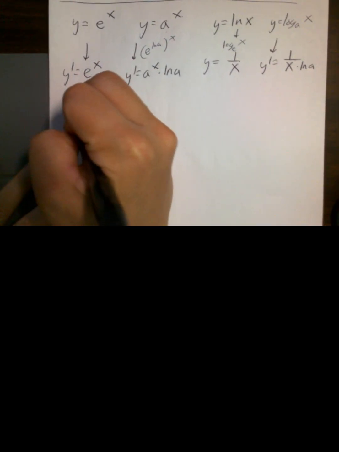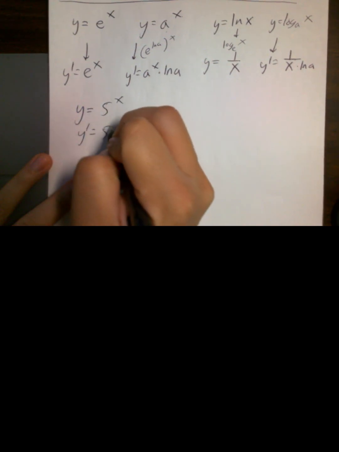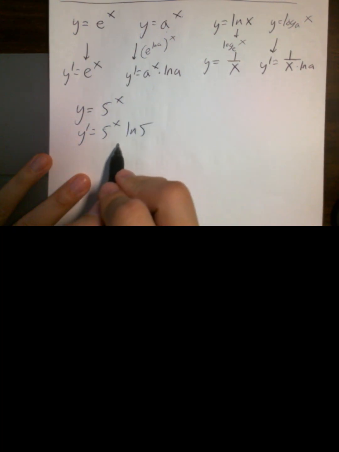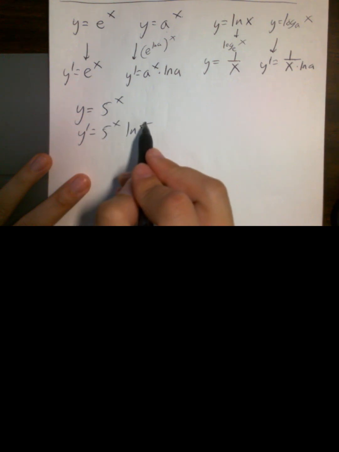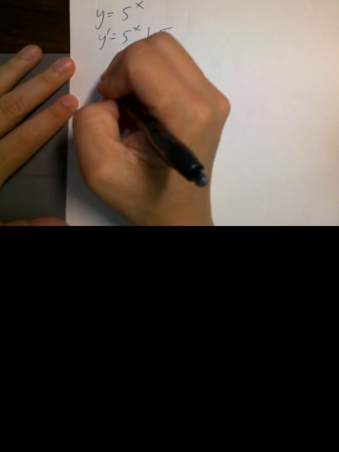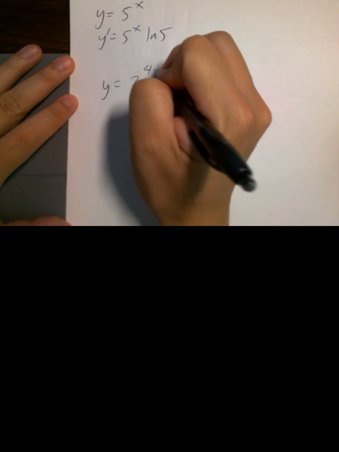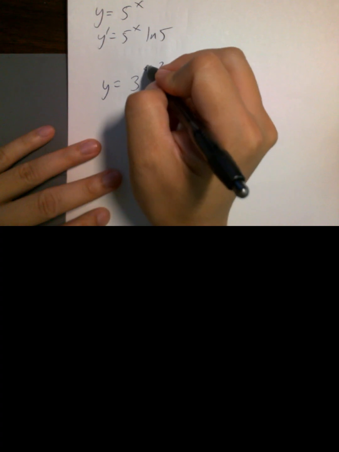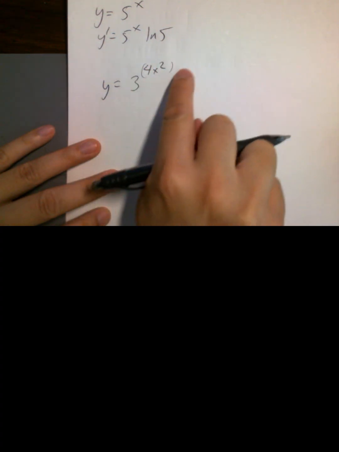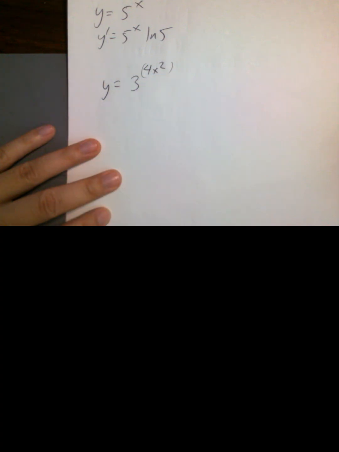So as an example, if I have 5 to the x, the derivative is 5 to the x natural log of 5. Note that this is not chain rule. This is just part of the basic formula. And so if you have a problem that will require chain rule, say y equals 3 to the 4x squared, you need to treat your exponents as a set of parentheses. So if that includes something more complicated than simply x, chain rule applies.